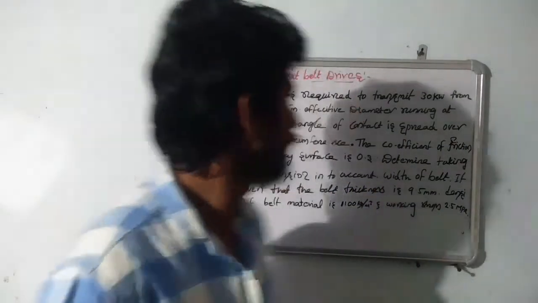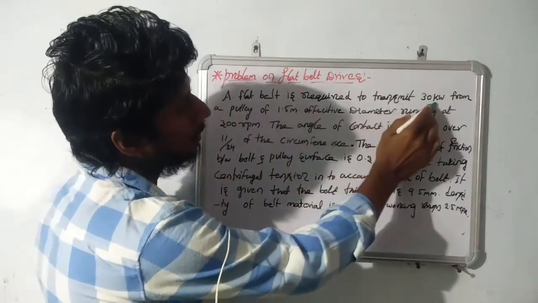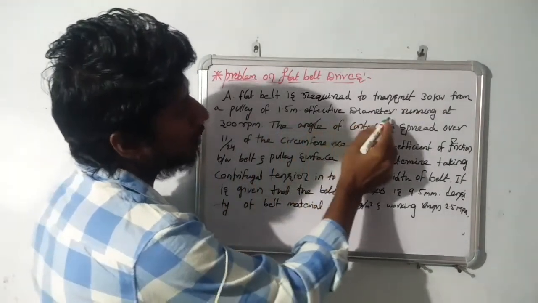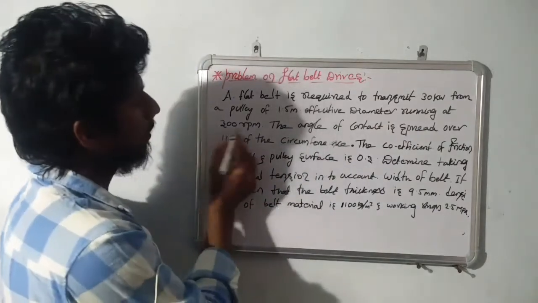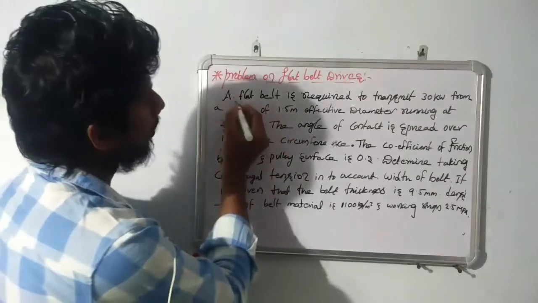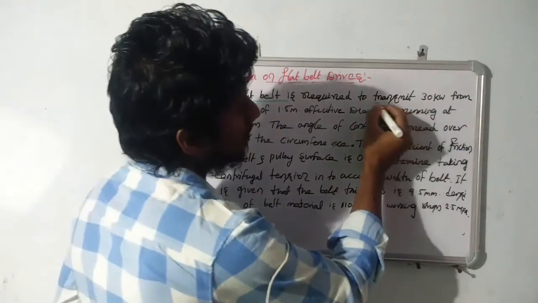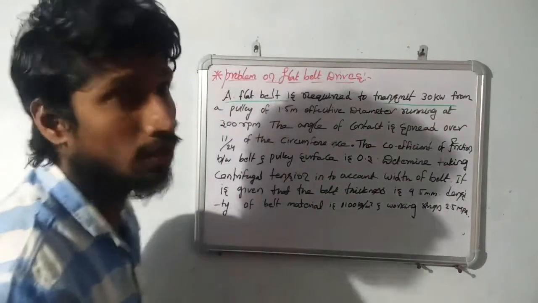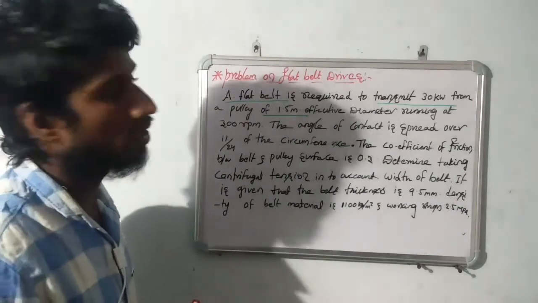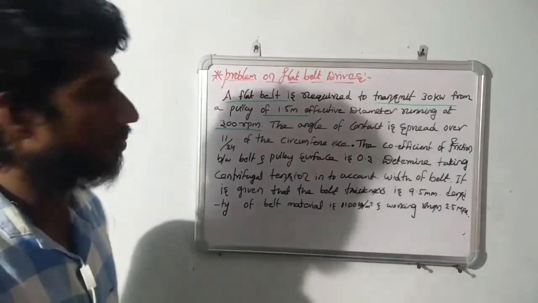Today we are going to solve one model problem related to design of flat belt. A flat belt is required to transmit 30 kilowatts from a pulley of 1.5 meters effective diameter running at a speed of 300 rpm. So it is the first sentence in the problem. Here we are going to design a flat belt for the purpose of transmitting 30 kilowatts of power from a 1.5 meter diameter pulley, where the speed of the pulley is 300 rpm.